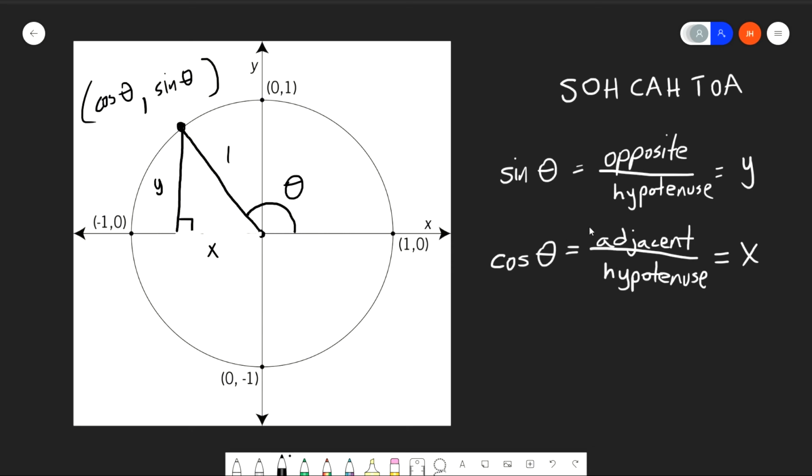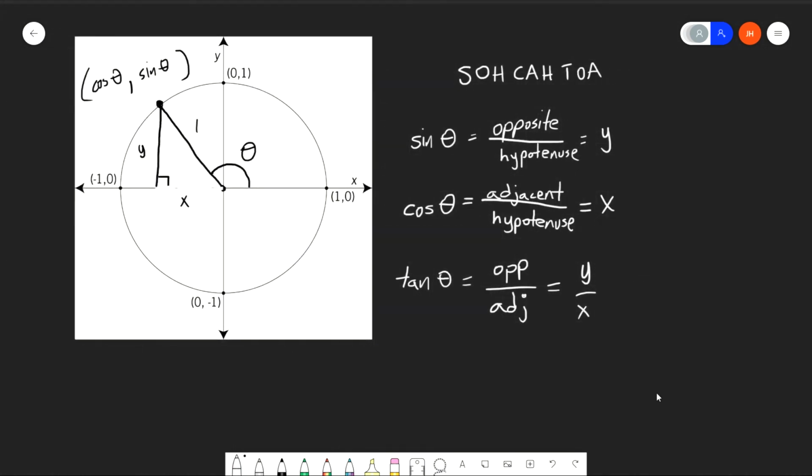And then for completeness' sake, let's look at tangent. TOA stands for tangent of an angle is equal to the opposite, which I'm going to abbreviate as OPP, divided by the adjacent, ADJ. What is the opposite side? It's the y-coordinate. What's the adjacent side? It's the x. So actually, guys, tangent is equal to y divided by x. In an interesting way, that definitionally means that tangent is equal to sine divided by cosine, because sine is y and cosine is x. This is an interesting feature of trigonometric functions.